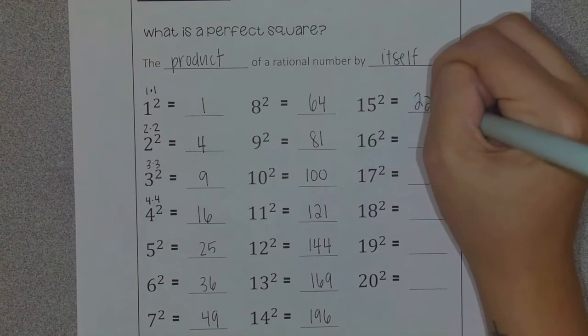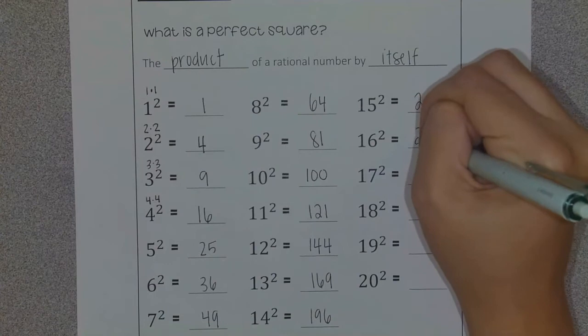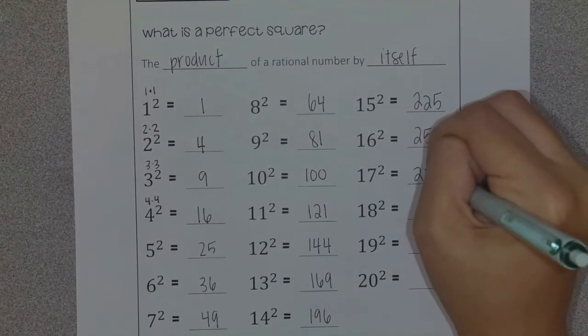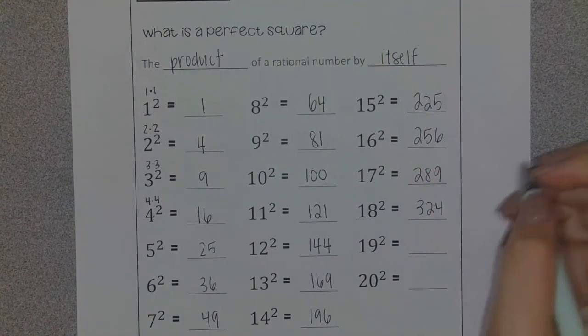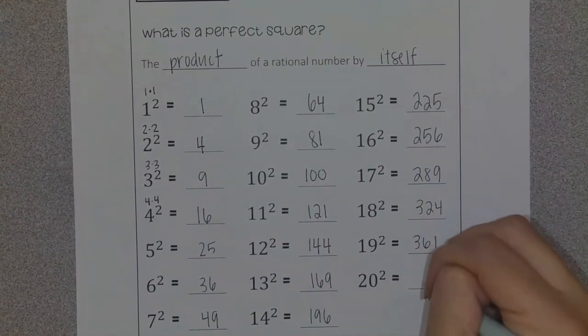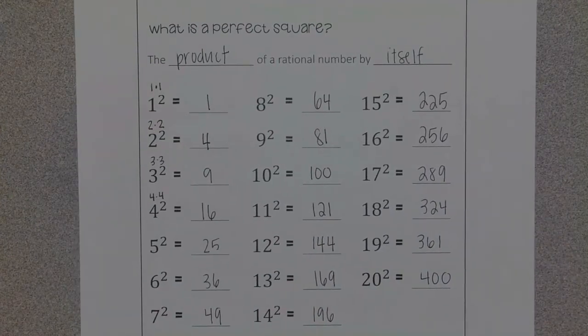15 squared, 225. 16 squared, 256. 17 squared, 289. 18 squared, 324. 19 squared, 361. And last but not least, 20 squared gives me 400. So again, not necessary to really sit and memorize, but it is helpful if those first 20 perfect squares are something that we are easily able to recall.